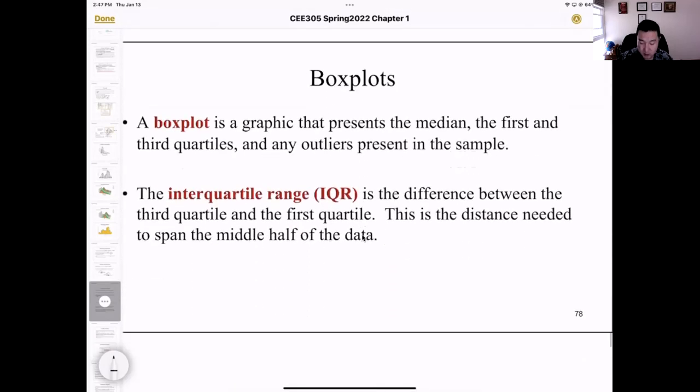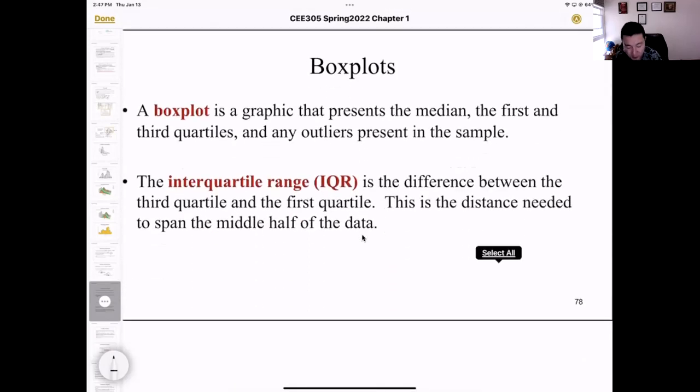The next one is also pretty commonly used, but not as commonly as the histogram and the scatter plot. This one is called a box plot. Box plots represent the median, not the mean, the median, the 50th percentile. The first quartile and the third quartile. And it also shows all the outliers.